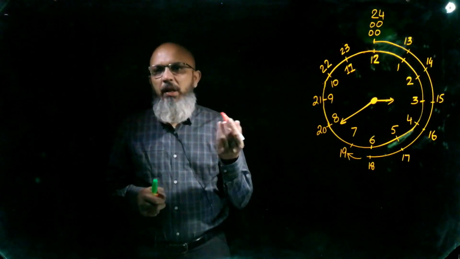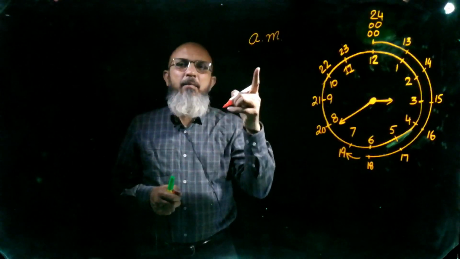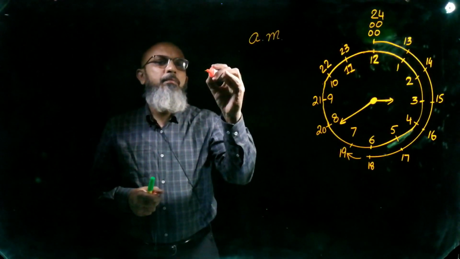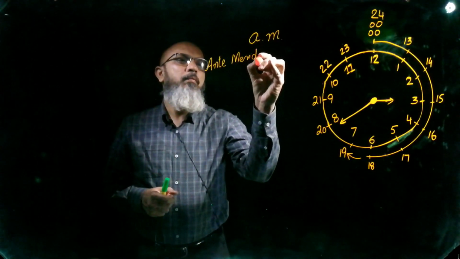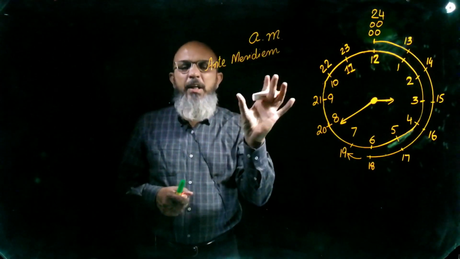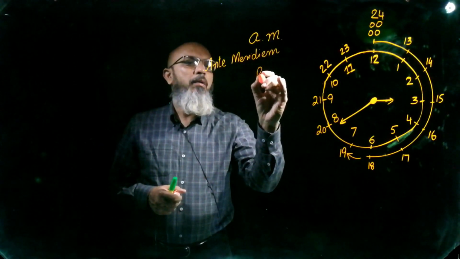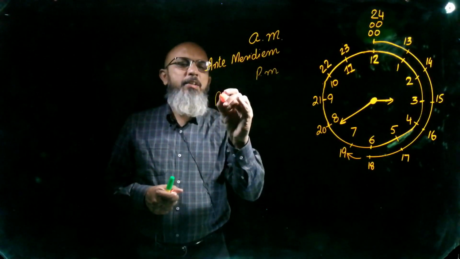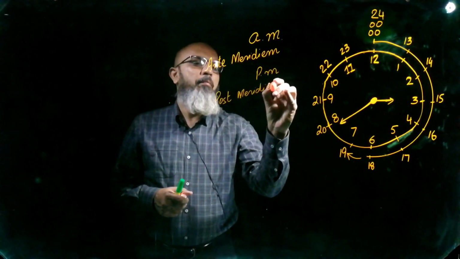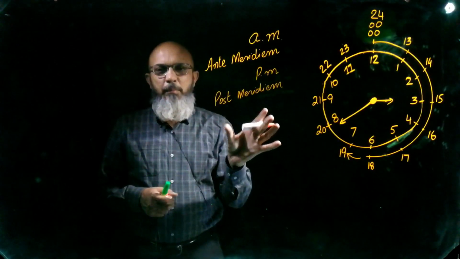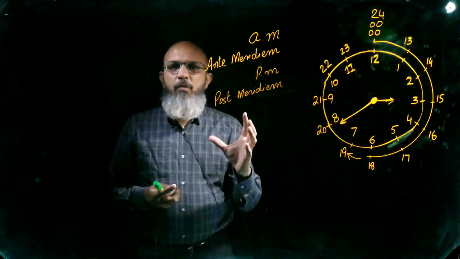Where do AM and PM come from? AM means anti-meridian, that means before midday. That is a Latin word. Similarly, PM means post meridian, that means after midday.